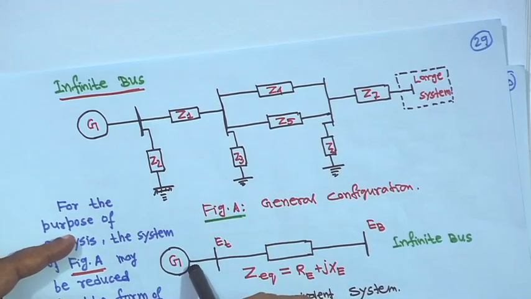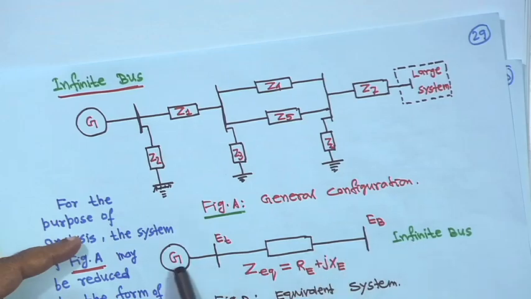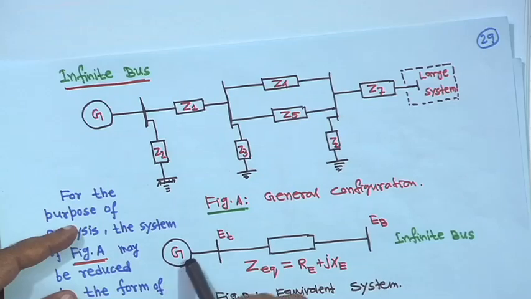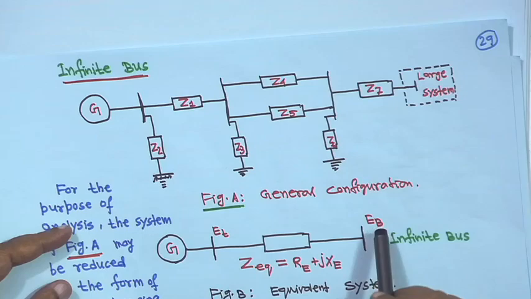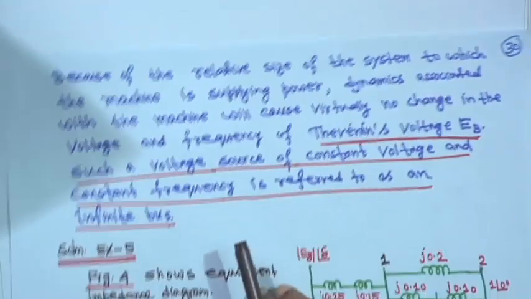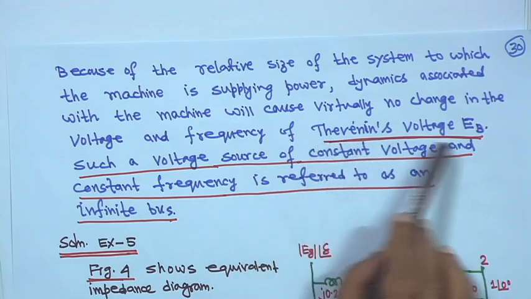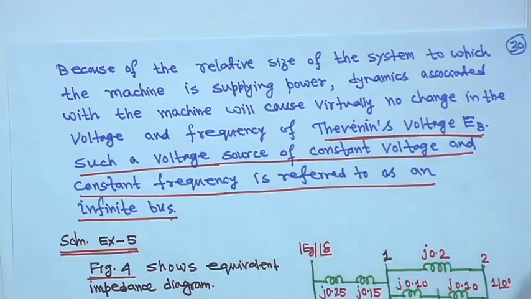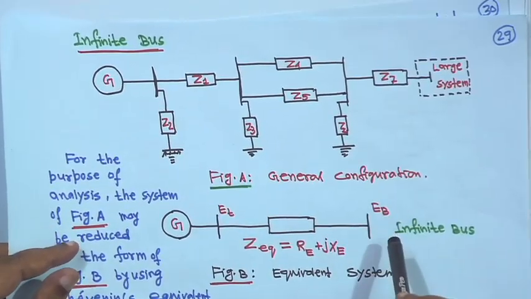And next is the dynamics of this system compared to this one. This is a very large system compared to this, which is a small one. If any dynamics change is associated with the machine, it will never affect this voltage, its magnitude and frequency. That is why the Thevenin's voltage, such a voltage source of constant voltage and constant frequency, is referred to as an infinite bus. So, this should be the definition of the infinite bus.